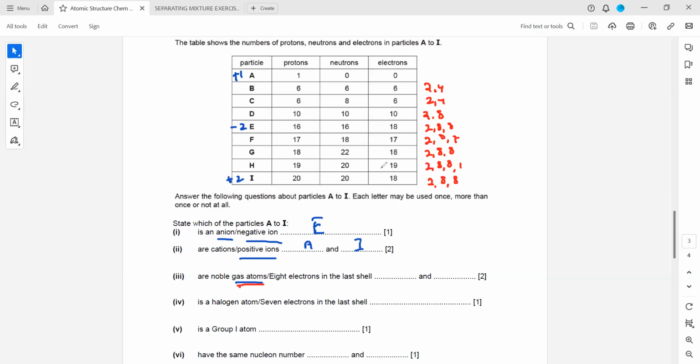So even though we are left with this option, it is not there. We need 8 electrons, so this cannot be there. So we are left with 4 options: D, E, G, and I. Now to check which one is a noble gas atom. E cannot be. Why can E not be? Because E is an ion. So we cannot write E.